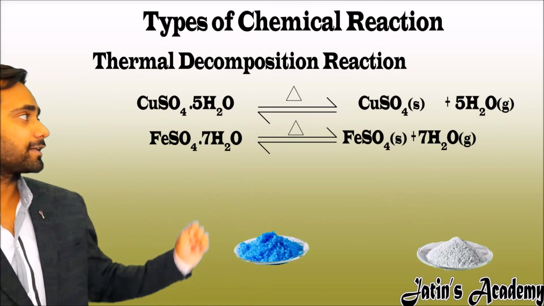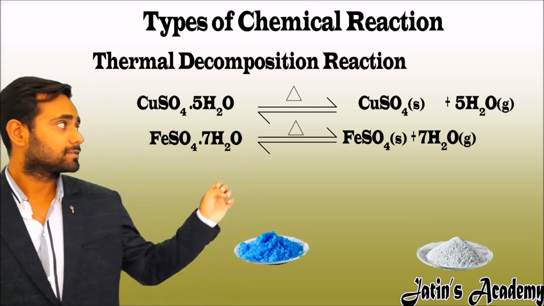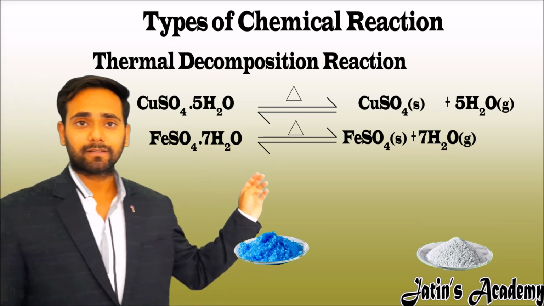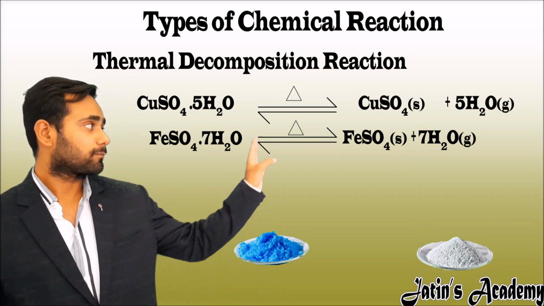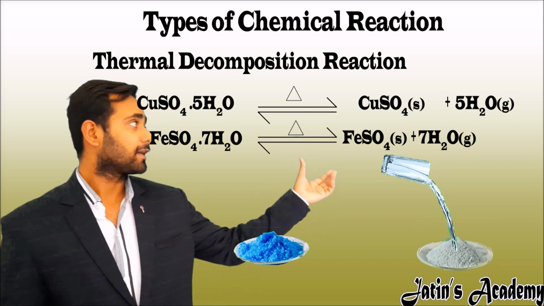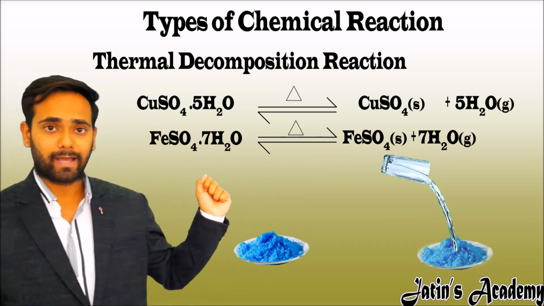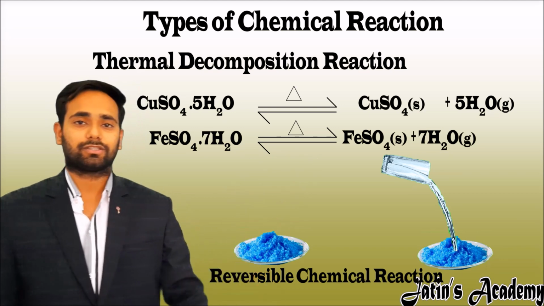In both these reactions, you see a different type of arrow. What type is this? These reactions are reversible chemical reactions. What is the meaning of this? On the product side, if we add water molecules, we get the reactant back. It means these reactions are reversible in nature.